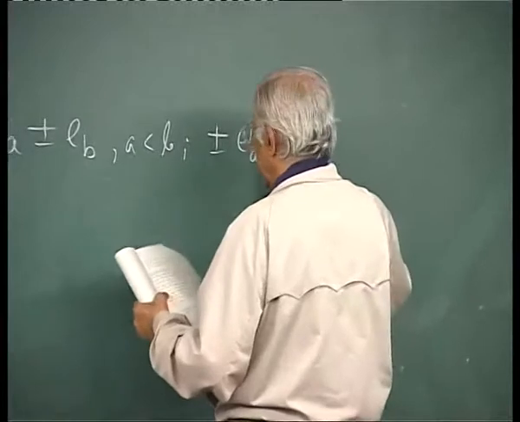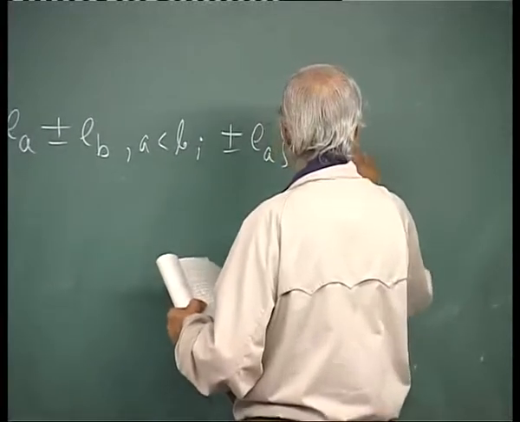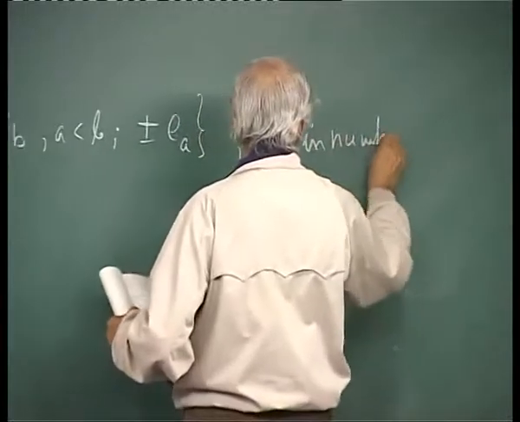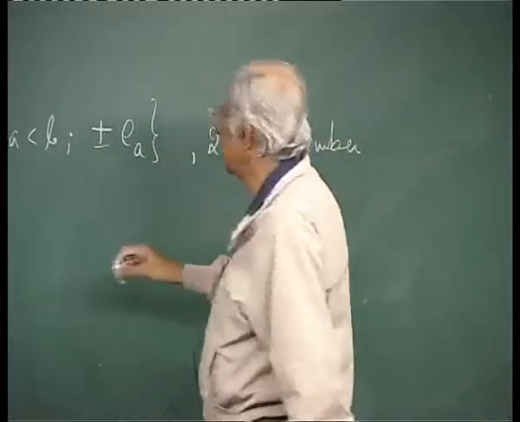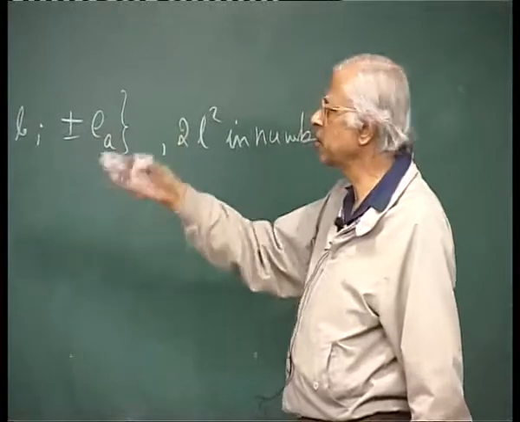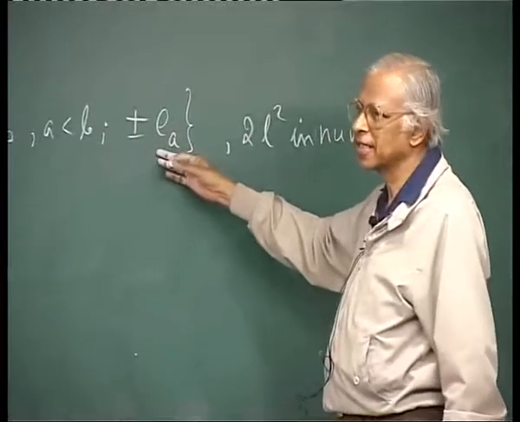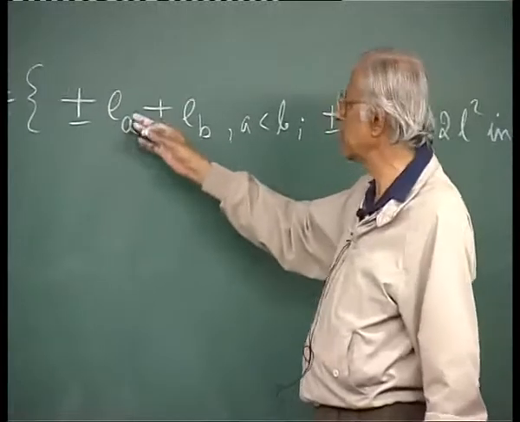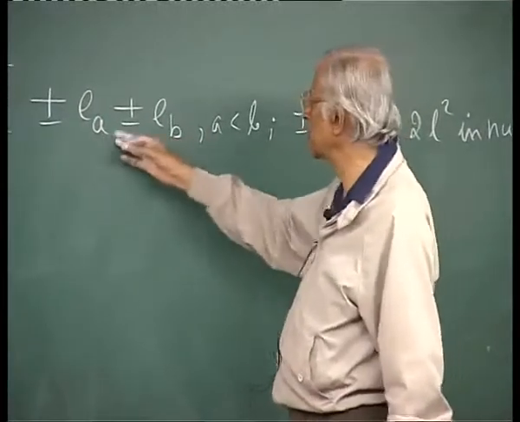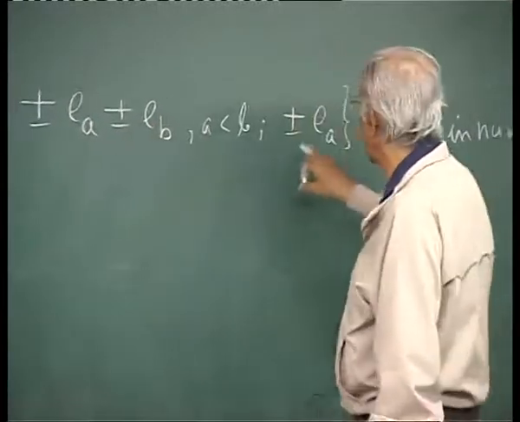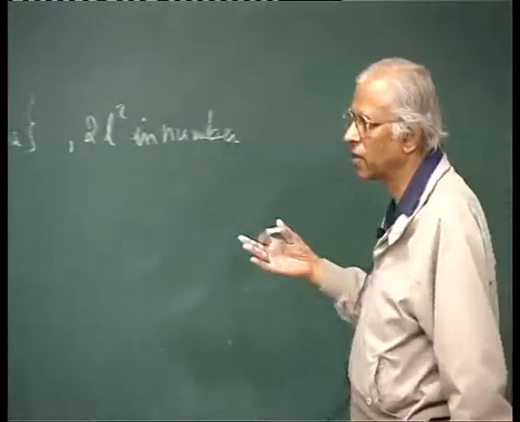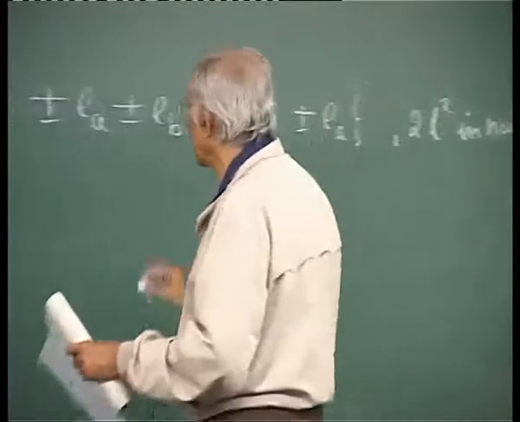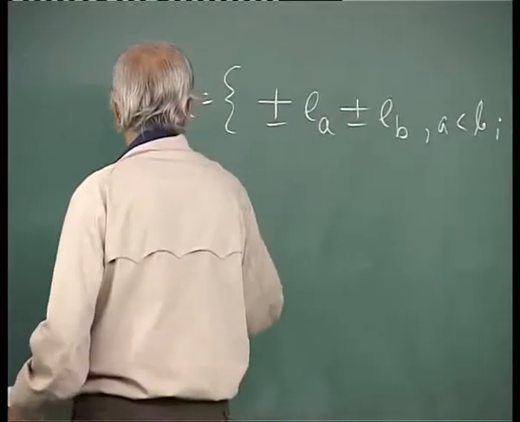This is where you see the difference between the two groups. In the case of SO(2L), there were no such roots. They were all of this combination, some plus minus E1 plus minus E2, plus minus E1 plus minus E3, and so on. Never E1 itself or E2 itself. But here, you see, these are also present.